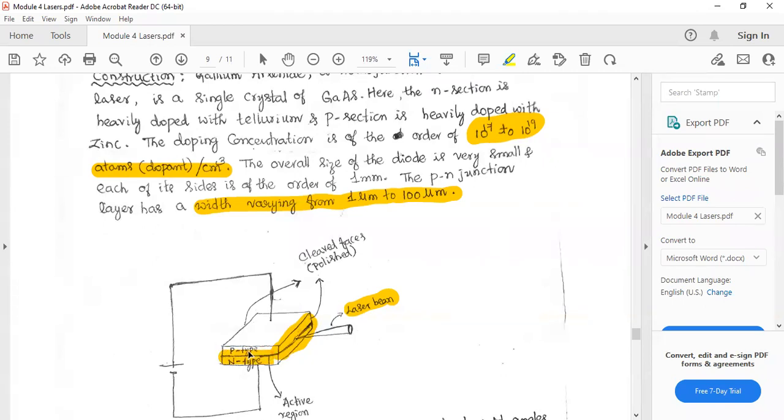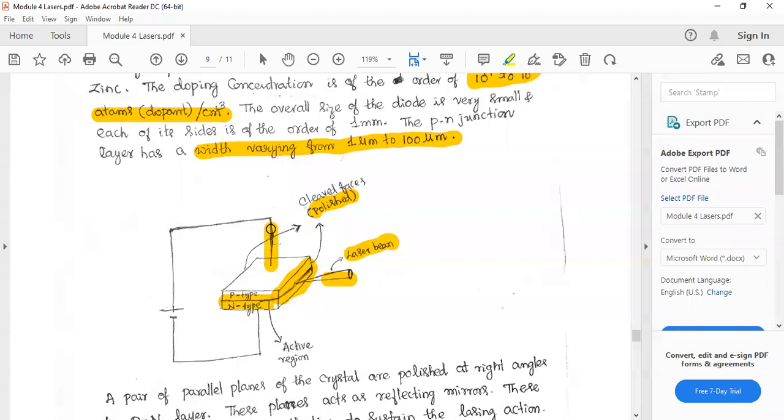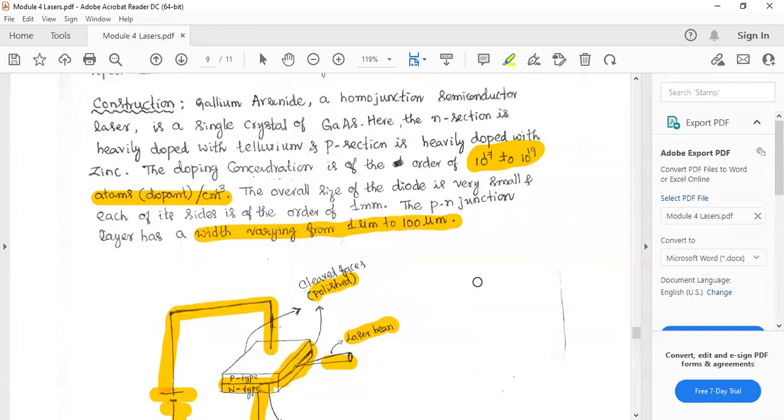The light will be formed in the junction region, and both edges are well polished. One doesn't contain any opening, but on the other side we have a slight opening from which the laser beam will come out. The entire PN junction is kept at forward bias. This is the construction part of the PN junction diode. It is very similar to your LED, light emitting diode.